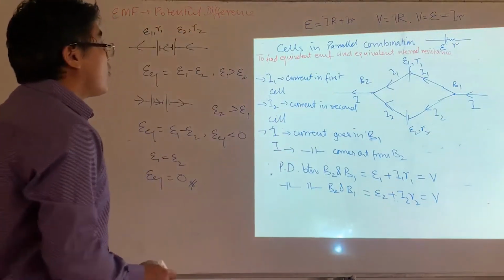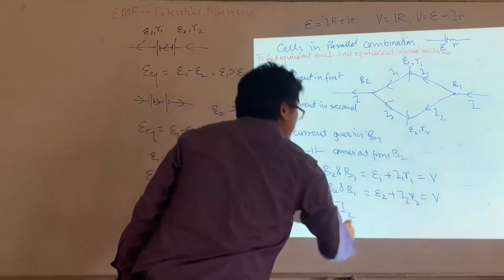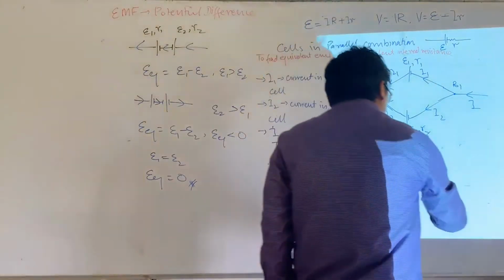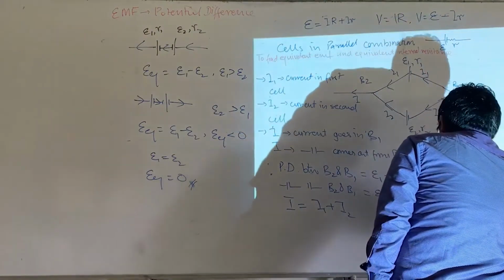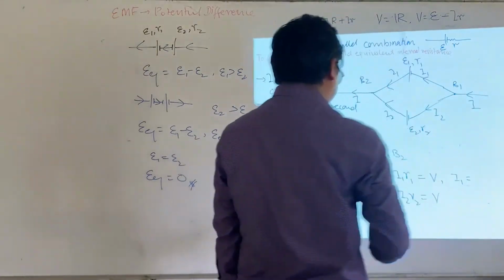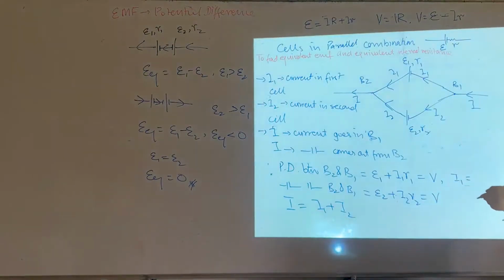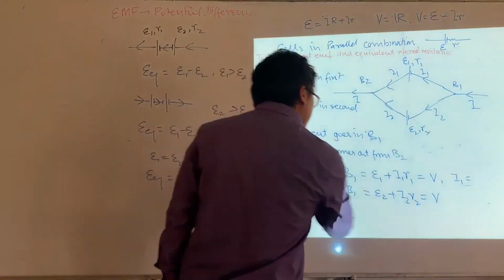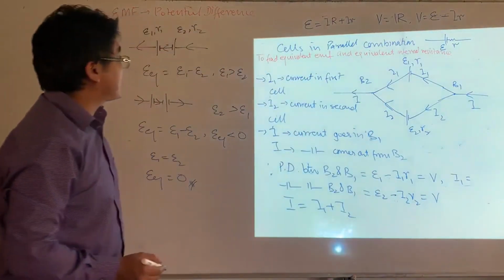Now look at here. What is the total current? Total current is going to be I1 plus I2. And how much is I1 and how much is I2? Let me write here, how much is I1? I1 is going to be... I'm sorry, this is going to be a minus, this is negative. Okay, this is negative.